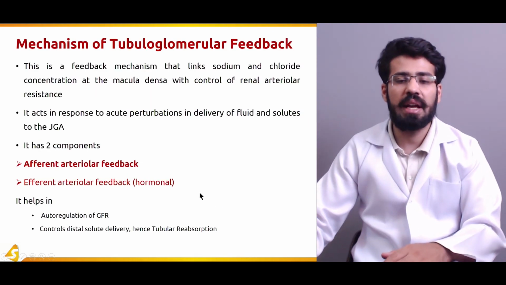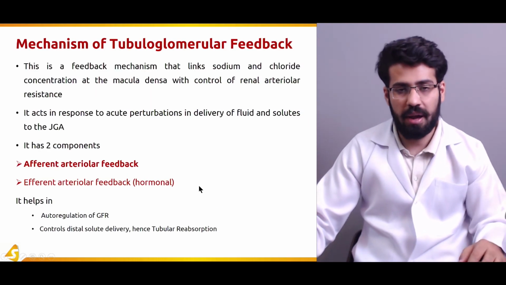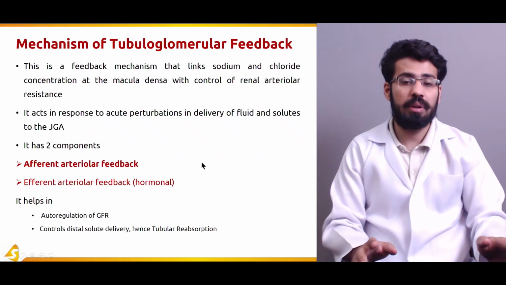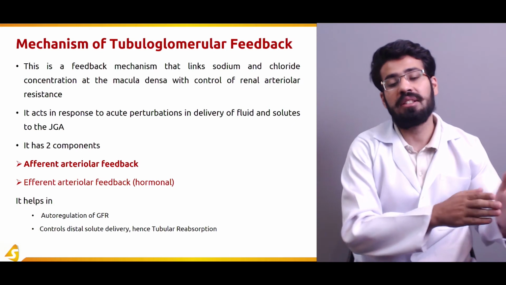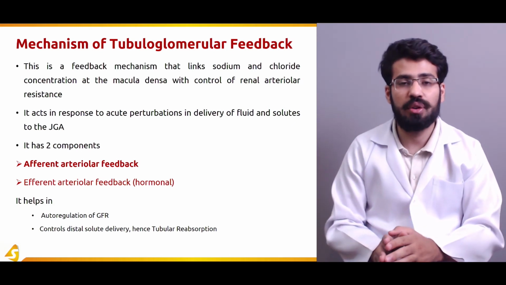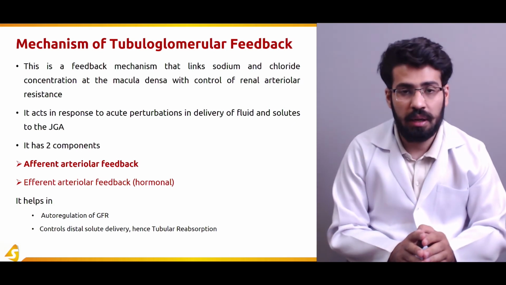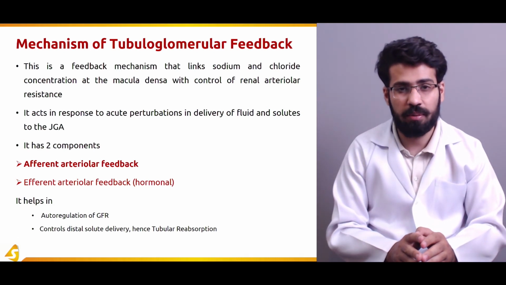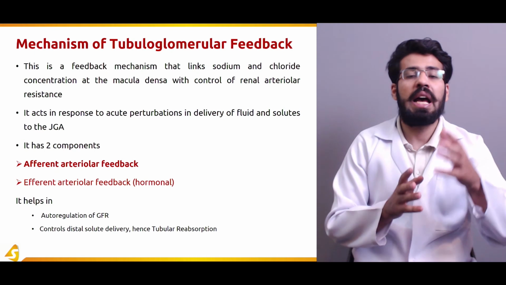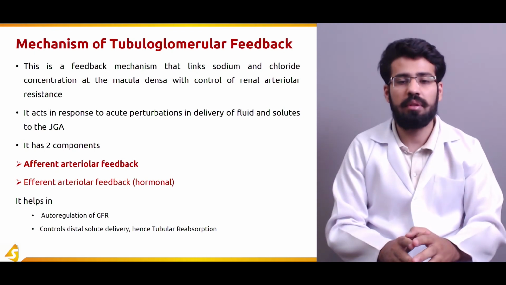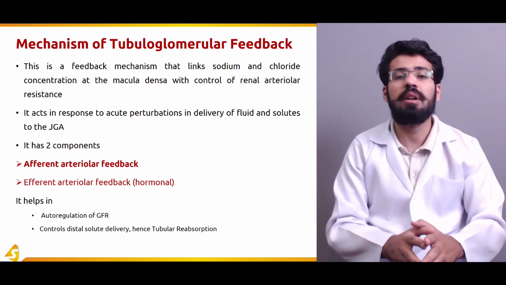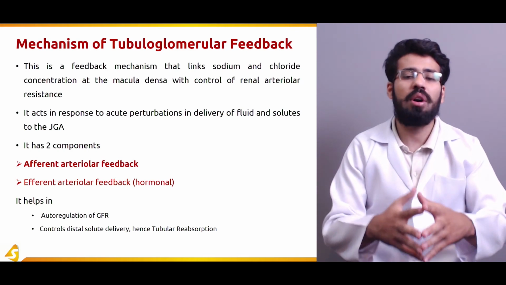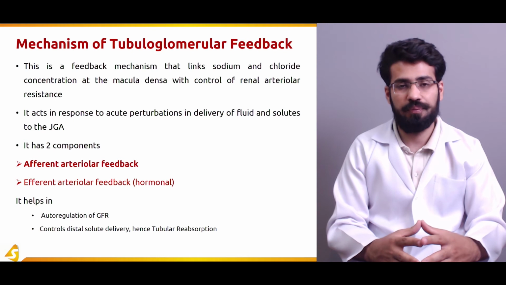Number two is the mechanism of tubuloglomerular feedback. Now this is a very important feedback mechanism that links sodium and chloride concentration to the macula densa. I discussed the macula densa in the very beginning of this lecture, which is present in proximity to the Bowman capsule. Now we are talking about that macula densa and its control of the renal arteriolar resistance.